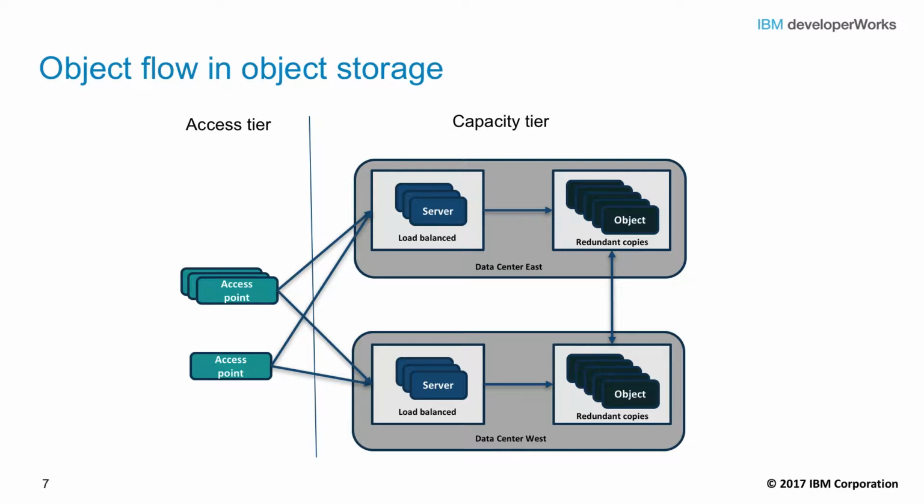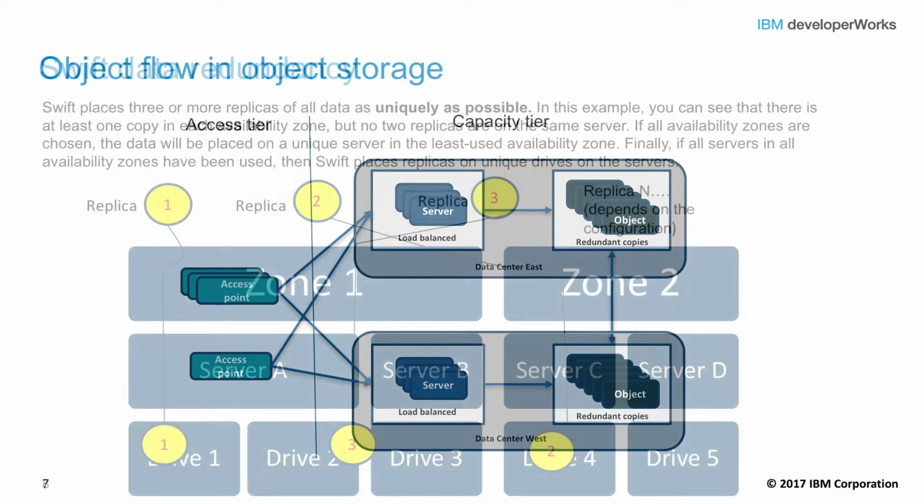Uploads are routed through the load balancer through to the capacity tier, where multiple copies of the object are written for redundancy. Downloads are also routed through the load balancer that direct the request to a single copy of the object in the capacity tier.